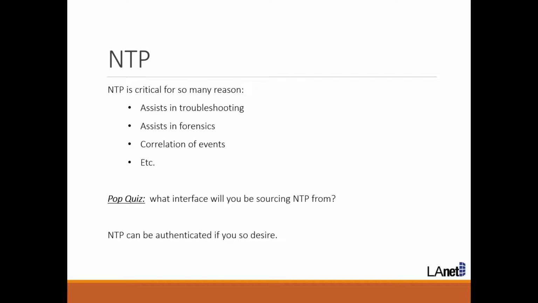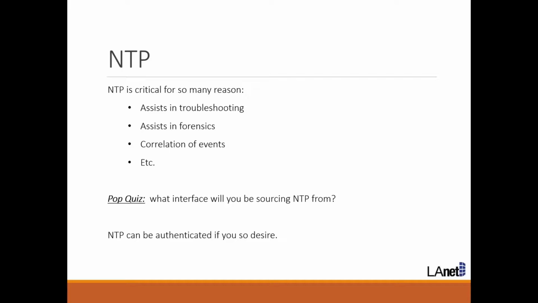And usually what you'll do is do it in a hierarchical sense. So you'll have your source of truth, and you might have 2 devices or some regional devices that sync up to that. And then all your other devices will sync to either their regional devices or to both of your internal devices. However you want to set your hierarchy up, it's somewhat dependent on your specific network. And of course, the pop quiz question is, what interface would you be sourcing NTP from? You'd be sourcing it from the loopback interface, because again, that never goes down, right?